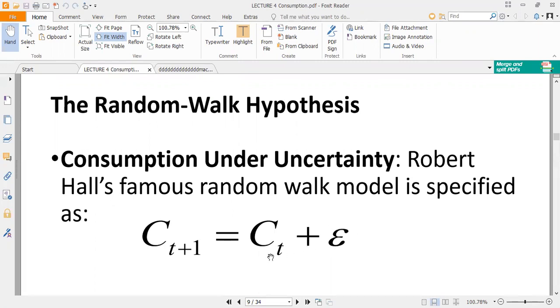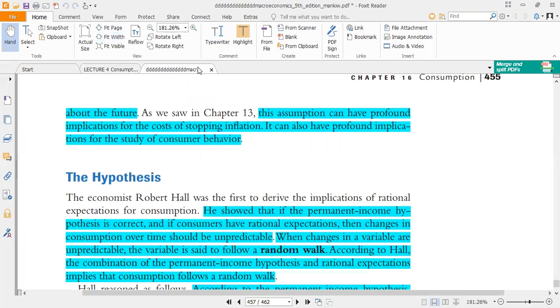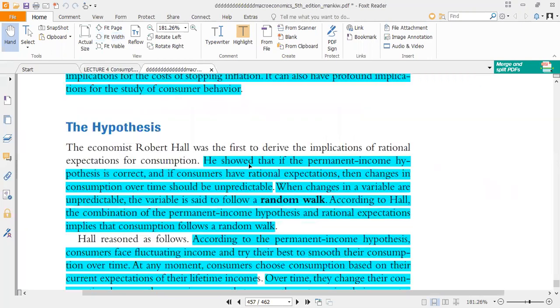You can never know what this change in consumption is going to be like. So based on the permanent income hypothesis and rational expectations, consumption will follow a random walk. Consumption in the next period will depend on the current period's consumption and then a totally unpredictable component, which is this here. And so this is what we call the random walk hypothesis.